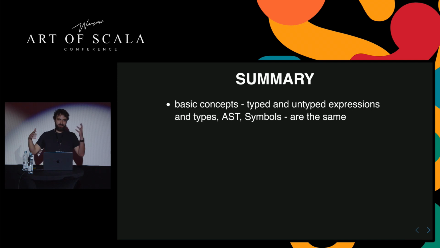When comparing Scala 2 and Scala 3 macros, some basic concepts are exactly the same on either of them. We have types, we have expressions, we have typed and untyped versions of those things. We have symbols. We have to deal with abstract syntax trees. They are all the same. Some things are placed in different places, some names are a little bit different, but everything's seemingly the same.